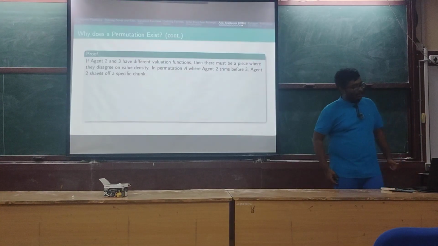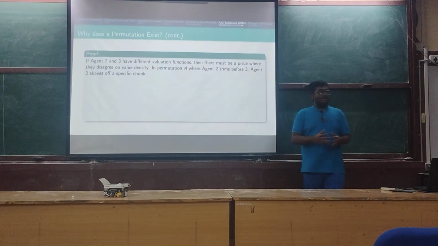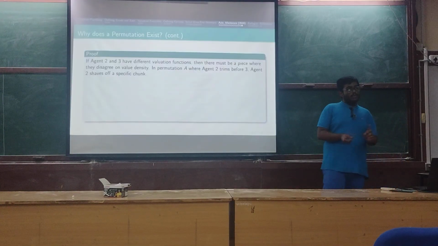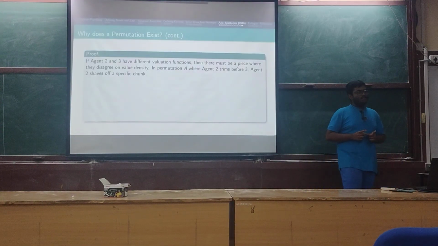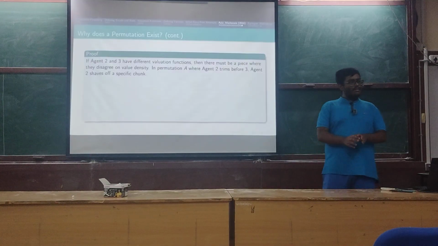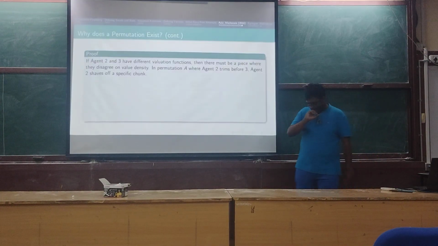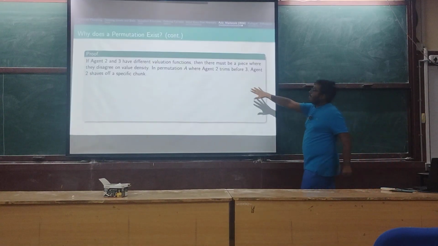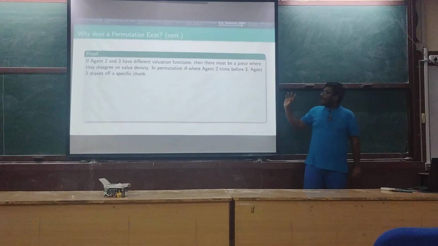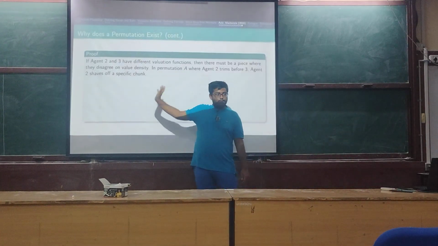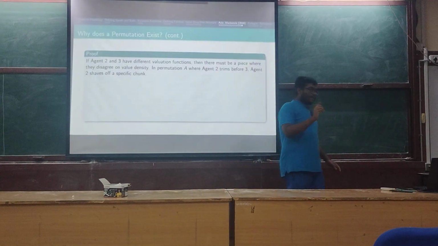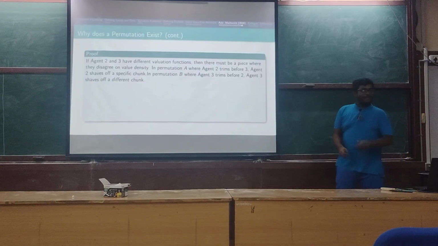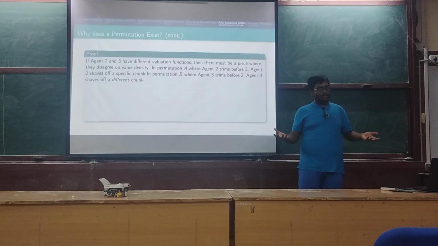So basically, if I have agent 2 and agent 3 having different valuation functions, right? Agent 1 cuts the cake, and agents 2 and 3 have different valuation functions, then there must exist a piece where they disagree. So now I can take one permutation where agent 2 trims before 3, and there I'll have a specific chunk shaved off, and in the other I'll have 3 trimming before 2, and there I'll have a different chunk shaved off because they have different valuation functions.